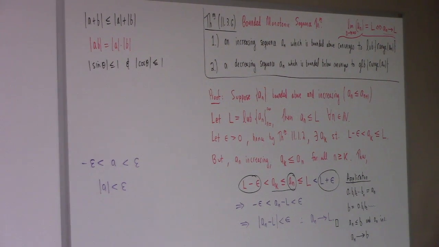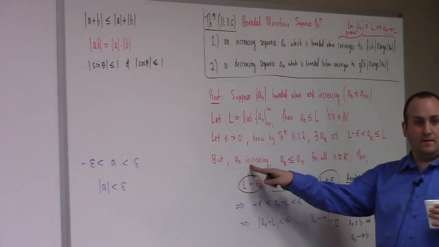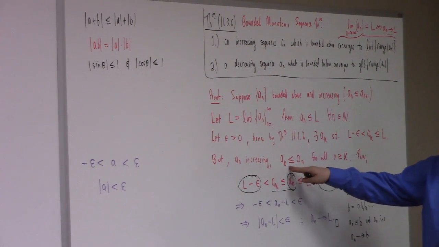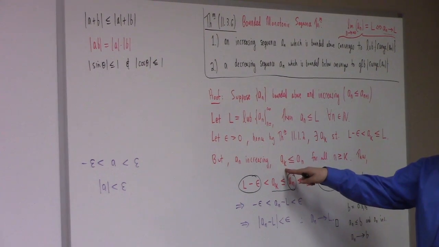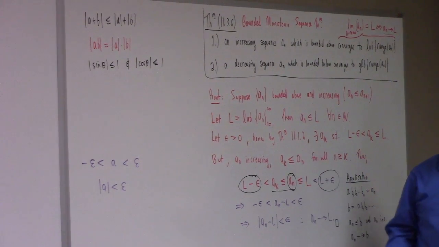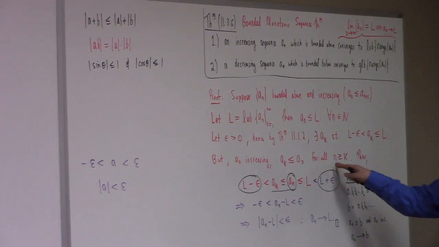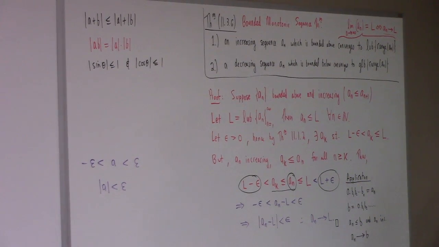All right. But we have an increasing sequence, right? So that means that a sub k is less than or equal to a sub n. Now notice this k is fixed, all right? It's given to us by theorem 11.1.2. So for all n greater than or equal to k, we have a sub k is less than or equal to a sub n. At that point, you're pretty much done. You just have to collect your thoughts, and you'll see you already have what you need.